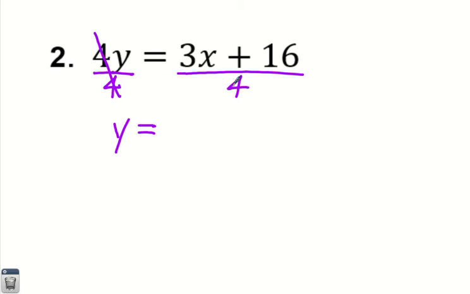So 3 divided by 4, that's definitely not clean division, so it's a fraction. Can you reduce 3 over 4? No, so it's just going to be 3/4 x. And then remember, you also have to do 16 divided by 4. Well, that's going to be 4. 16 divided by 4 is 4, which is a separate term over there. Okay? And that's how number 2 works. Divide both sides by 4. Just make sure you divide both terms on the right side by 4, leaving this especially as a fraction.